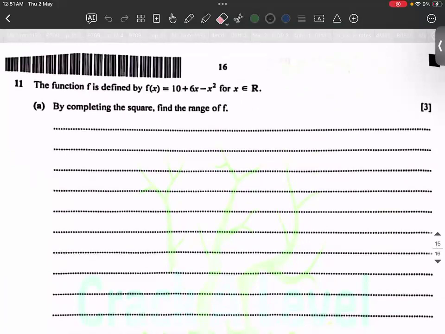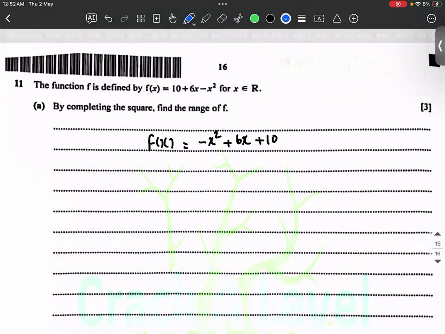The function f is defined as f of x is equal to 10 plus 6x minus x square. By completing the square, find the range of f. First of all, we will complete the square. We know how to complete the square, so we'll just write in this order: the x square term first, then the x term, and then 10.